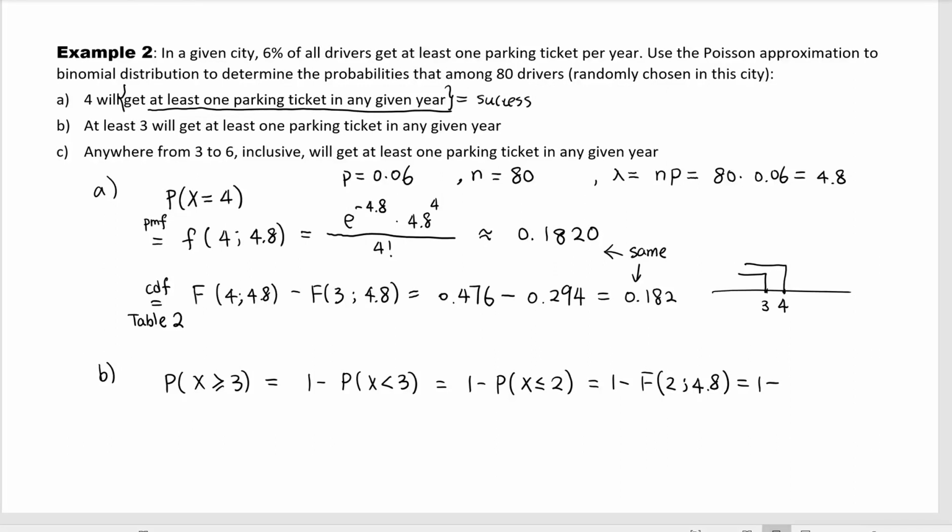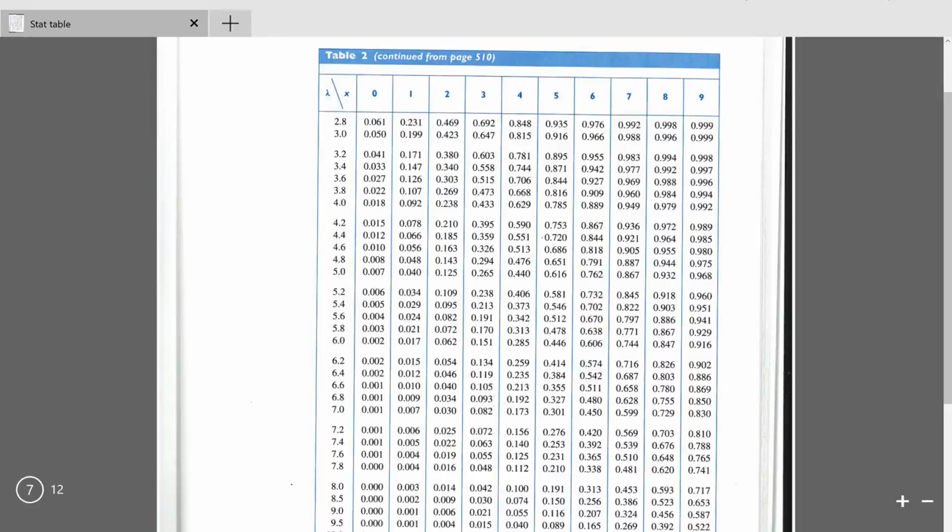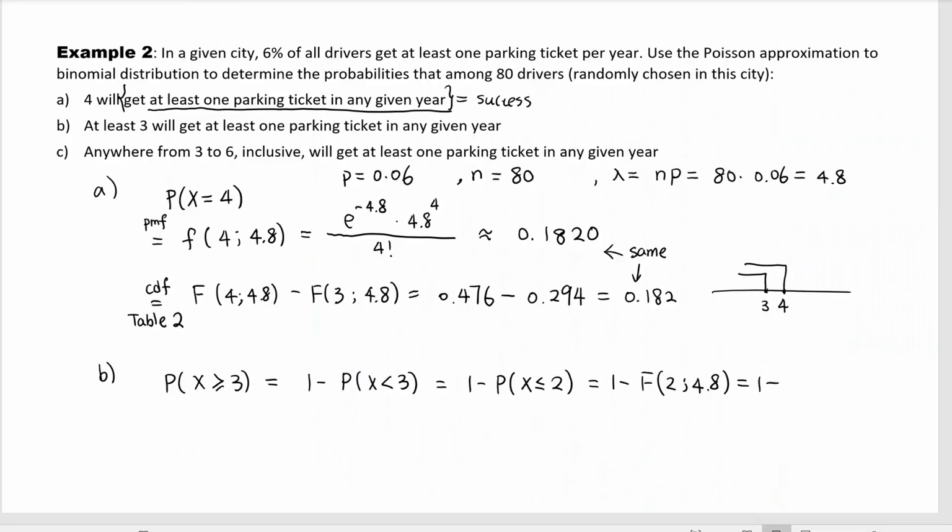Alright, so let's see what is that. So come back to our table. Lambda is 4.8, and you can see here, this guy, 0.143. Okay, so we continue. 0.143. So 1 minus 0.143 is, what do you get? 0.857. Do you have the same answer? Okay, so that is part B.